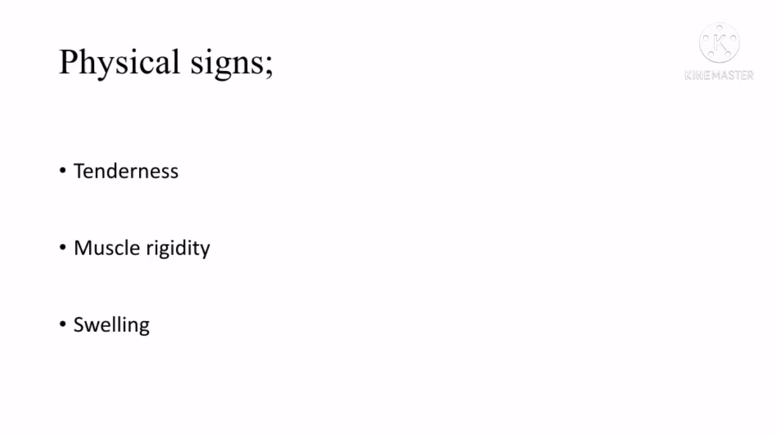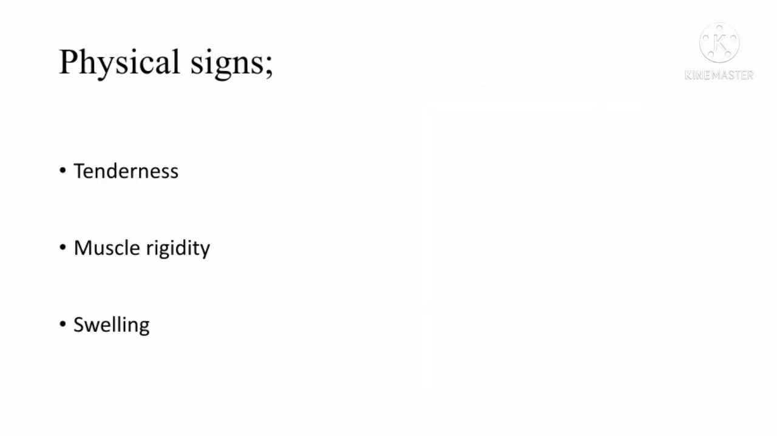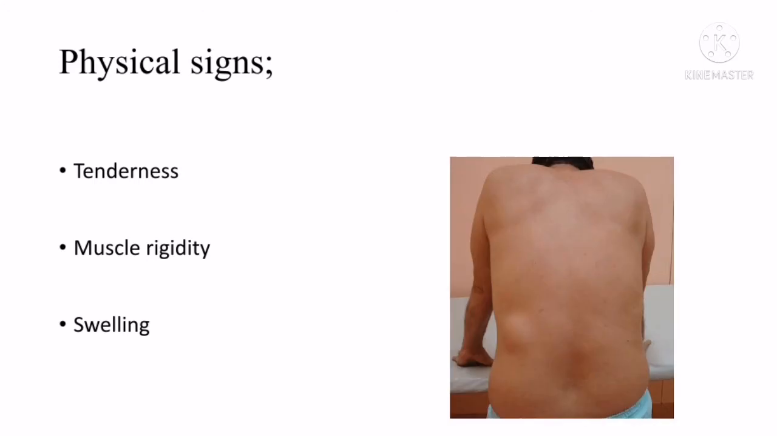When coming to the tenderness, it is mostly seen at the renal angle posteriorly and the hypogastric region anteriorly. This tenderness is only seen when the renal calculus is associated with infection, and there is some muscle rigidity in the kidneys found in a few cases. There is swelling when there is hydronephrosis or pyonephrosis associated with the renal calculus. There is a swelling in the flank region.